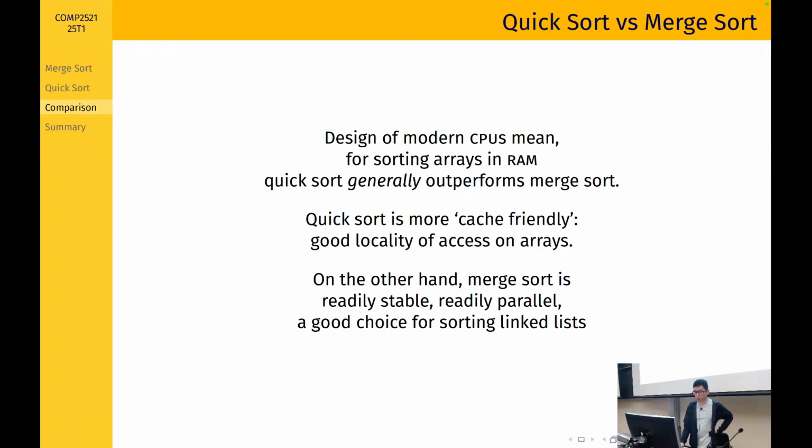Okay, so we have two algorithms, merge sort and quicksort. How do they compare? Merge sort has a worst case time complexity of n log n, and quicksort has a worst case time complexity of n squared. So you might think that merge sort has to be better, because it's more efficient in the worst case. But it turns out that because of the way that computers are designed, quicksort actually is faster than merge sort.